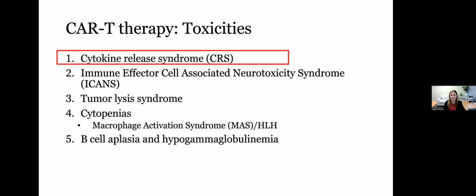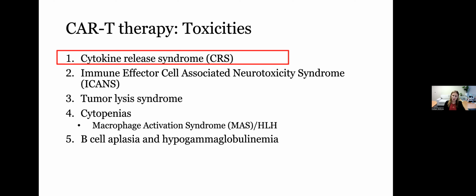So what are those toxicities? Well, the main one is the cytokine release syndrome. Immune effector cell associated neurotoxicity syndrome, or now called ICANS, is another one that is incredibly common. We won't go into detail today, but certainly something to continue on your radar and to read about. Tumor lysis syndrome is less common, but certainly can occur. Macrophage activation syndrome and HLH can look like an overlap with cytokine release syndrome, but in the most severe of forms with an incredibly high mortality rate.